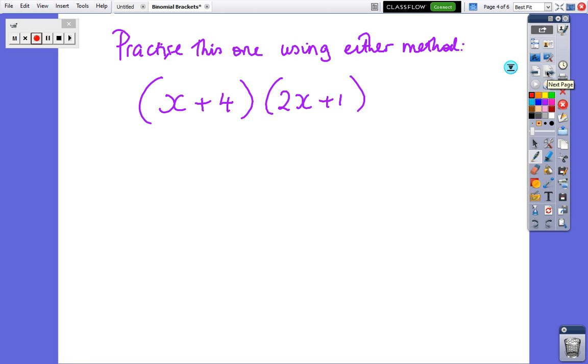Oh no, this next one's not a negative, it's just another one for you to practice. So have a go at that, and just use either method. I don't care which one you use. I'll show you both, but can you pause, have a go, and then come back when you're ready?